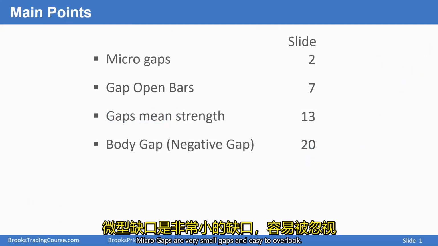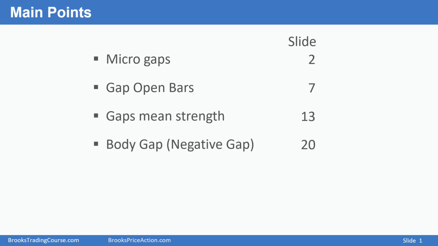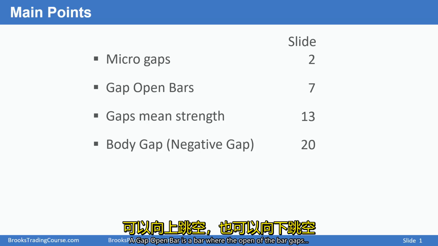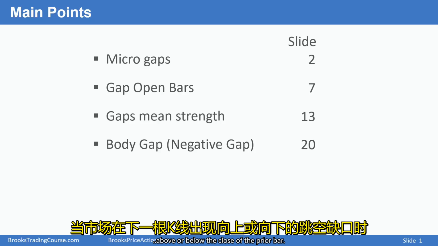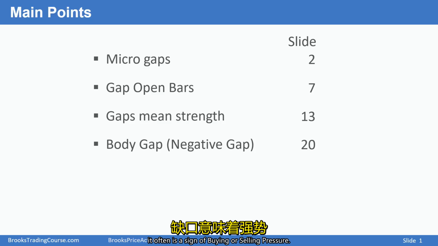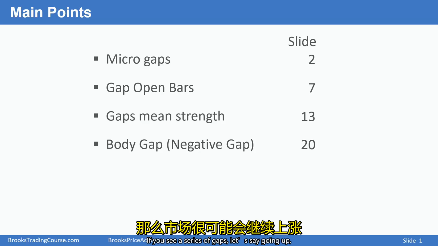Microgaps are very small gaps and easy to overlook. They're gaps, for example, between the low of one bar and the high of a prior bar 1 or 2 bars earlier. A gap open bar is a bar where the open of the bar gaps above or below the close of the prior bar. And when the market gaps up or down on the next bar, it often is a sign of buying or selling pressure. Gaps mean strength.